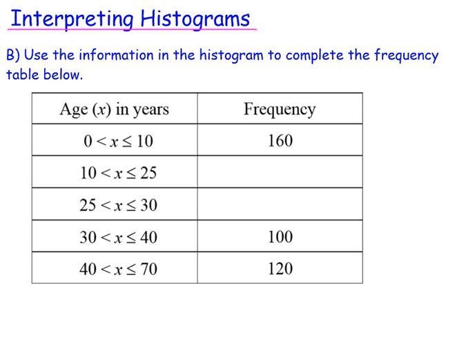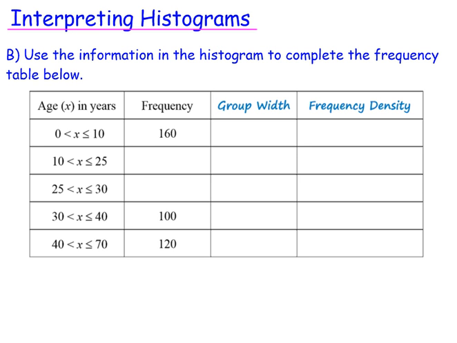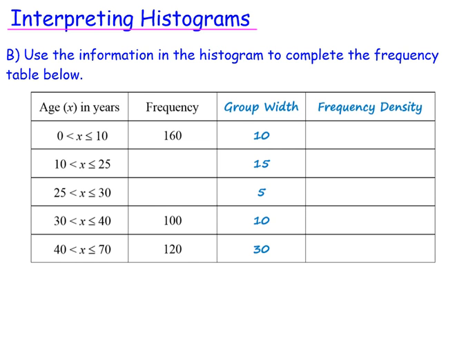The first thing you need to do for your table is draw the extra 2 columns on that you need to calculate: group width and frequency density. The group width you can work out straight away because you have all of that information. So take the difference between each number. So 0 to 10 will give us 10, 10 to 25 will give us 15, 25 to 30 will give us 5, 30 to 40 will give us 10, and 40 to 70 will give us 30.